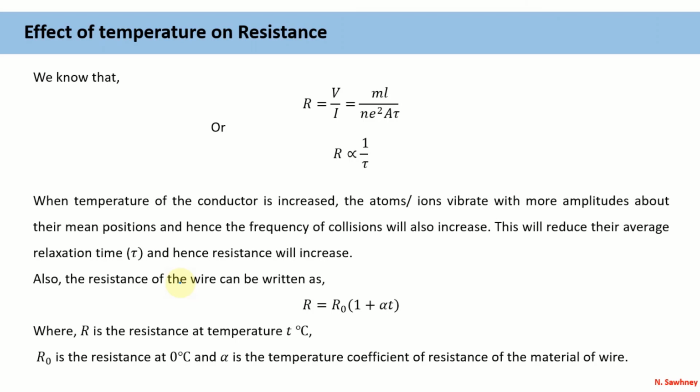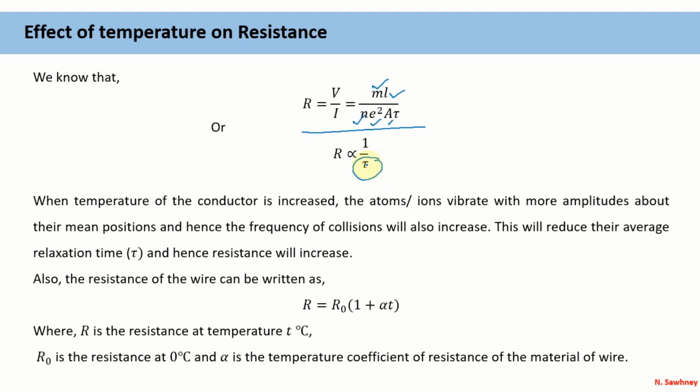Effect of temperature on resistance. See, we have just calculated the value of the resistance from our previous slides, and we found that the resistance is equal to V/I, which is equal to mL/(ne²Aτ). If we view it carefully, all the terms, the mass of electron, length of conductor, number density, charge, area, all the terms are constant terms. Only one of the terms is variable, that is τ, that is the resistance is inversely proportional to τ, which is the average relaxation time.